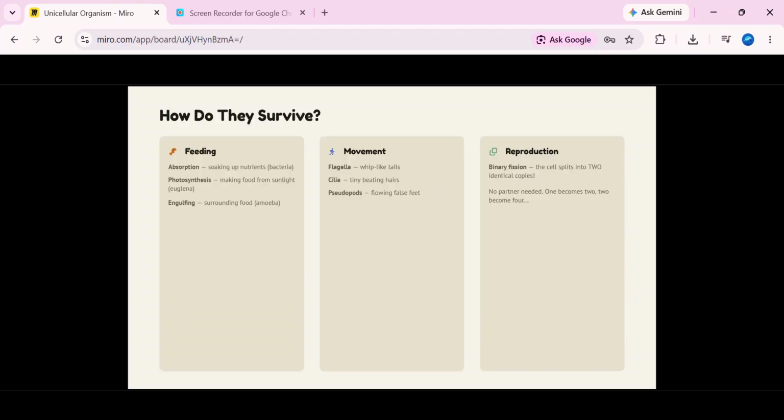Now the question is, how do they actually survive? They get food in different ways, like absorbing nutrients or making their own food. Some also take in food particles from their surroundings. They can easily move as well, using cilia, flagella, and their false feet. Others stay in one place and do not move much. They also reproduce by cell division or budding. One cell splits into two new cells to form new organisms.